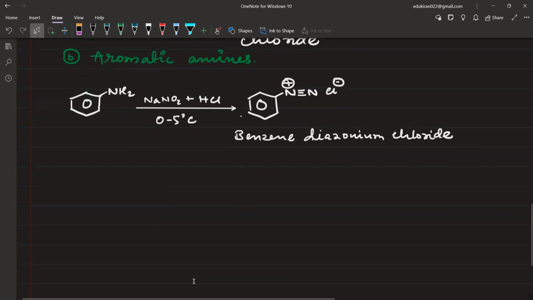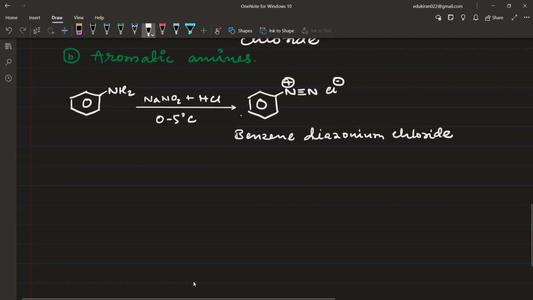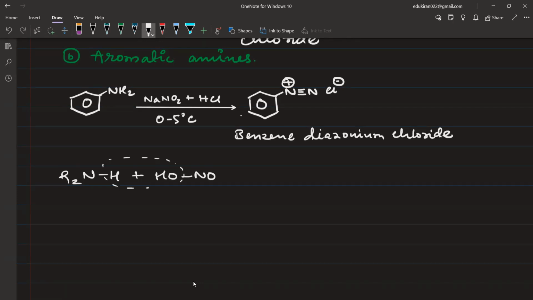Okay, now next, if you have a 2 degree amine, that means you will have R2NH plus HONO. You will get this water molecule. This nitrogen and this nitrogen will attach together. You will get R2N singly bonded with nitrogen, and this nitrogen is doubly bonded with oxygen, plus H2O. This is nitrosamine.